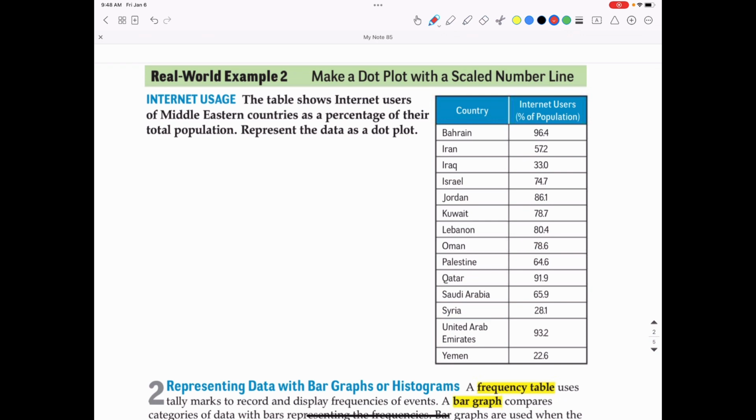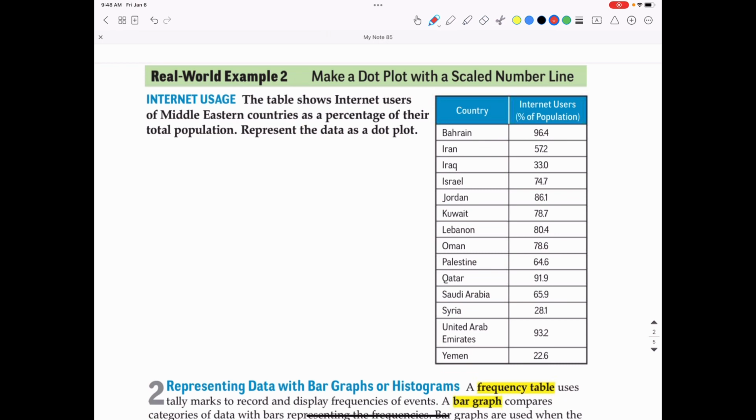Real-world example 2 is make a dot plot with a scaled number line. The table shows internet users of Middle East countries as a percentage of their total population. Represent the data as a dot plot. As you notice, it's the internet users' percent of population, and it's been rounded to the nearest tenth in this case.